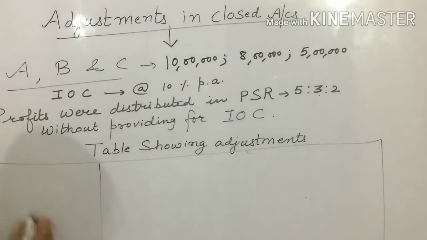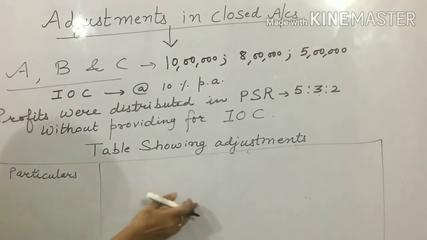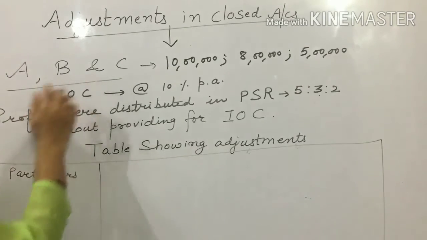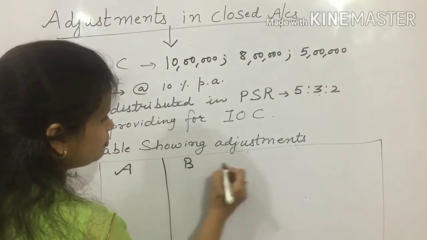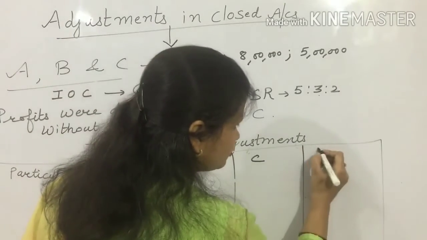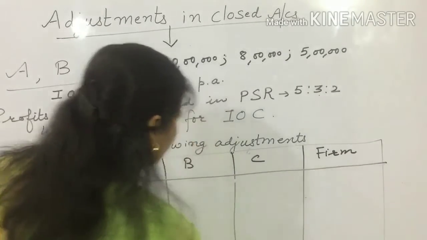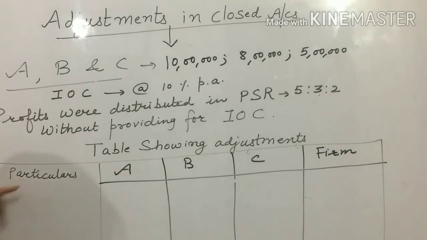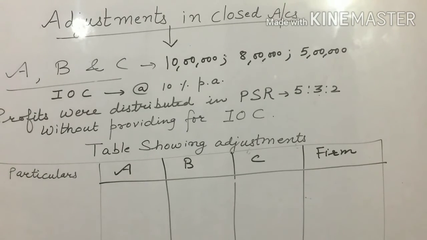First column, it will be for particulars. Then the next column will represent capital accounts of the partners. How many partners we are having? A, B and C. So, here you will write down A, B, C. These are the capital accounts of partners. And in the last column, you will write down firm. In particulars column, you will write down keeping in mind capital accounts of the partners. If these are to be credited, you will write down credit. If these are to be debited, you will write down debit.